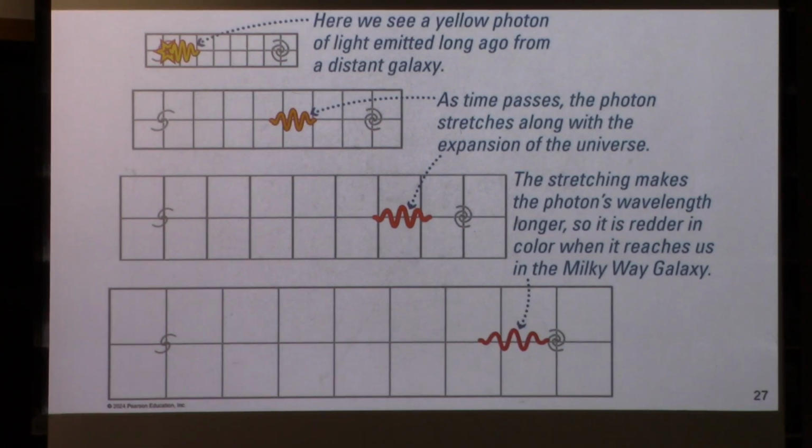So you're sure you understand that's what the redshift is in the Hubble redshift-distance relation. This is the way to think of the stretching of photons as the universe expands.